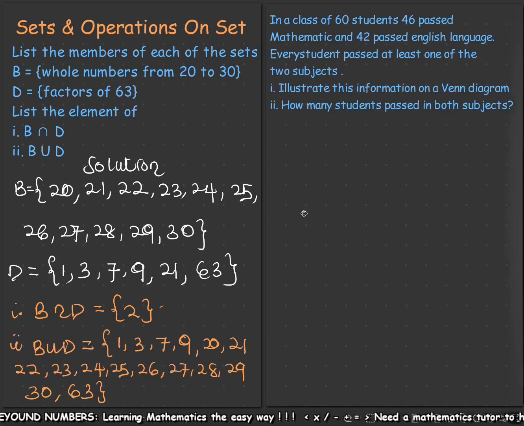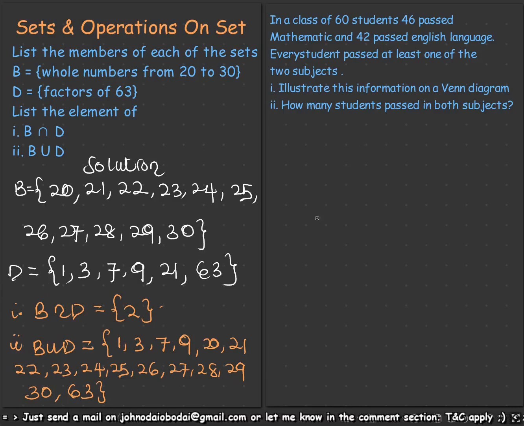Then let's look at the second question. The second question has to do with the Venn diagram. So you would have to pay attention to look at the procedure we'll be using to solve it. Now the question says, in a class of 60 students, 46 passed mathematics and 42 passed English language. Every student passed at least one of the two subjects. So you have to illustrate this information on a Venn diagram. And secondly, how many students passed in both subjects?